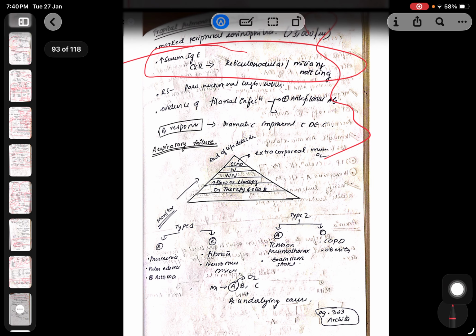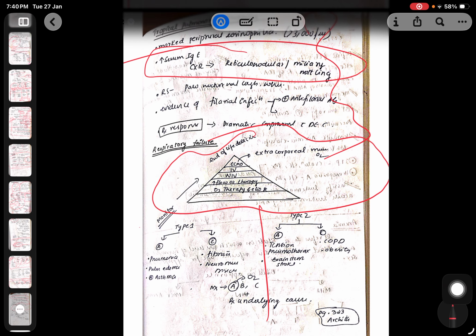This is the tropical pulmonary eosinophilia thing, where you see increased serum IgE. Okay. And this is what is given in Archie Buller. So they might ask you about the type 1 and type 2 respiratory failure difference, so make sure you know that part also. And these are the modalities on how you can start giving oxygen. First you give oxygen therapy, then high flow oxygen, then non-invasive ventilation, invasive ventilation, then extracorporeal oxygen delivery.